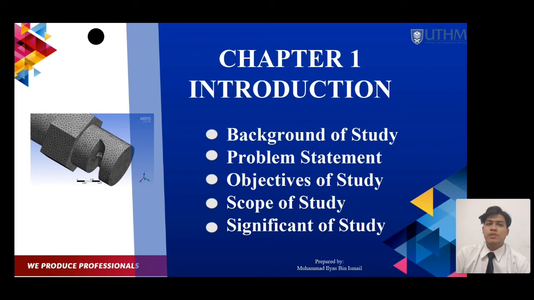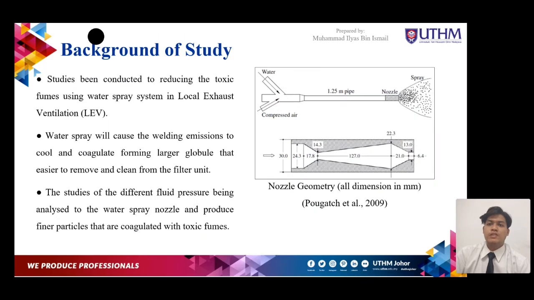For chapter 1, I will explain the background of study. It has been conducted to reduce the toxic fumes using a water spray system in local exhaust ventilation. Water spray system is one of the technologies that can help to keep the local exhaust ventilation system clean of the fumes before they are discarded to the environment.